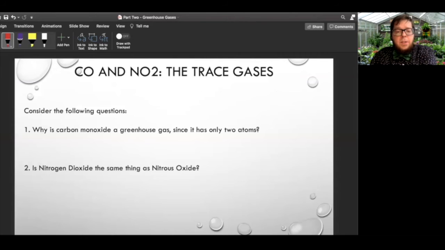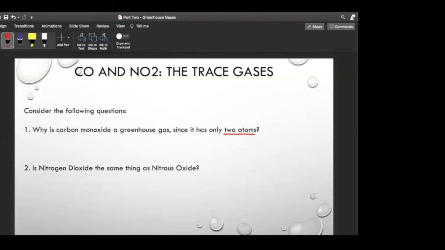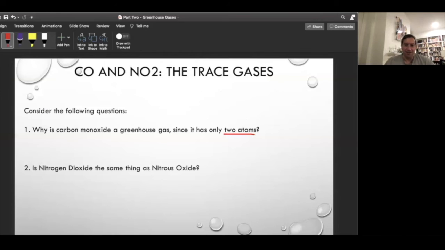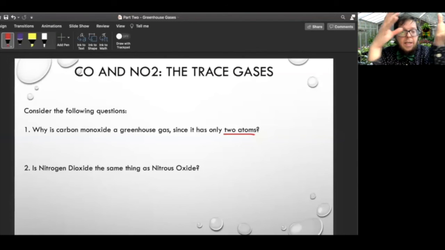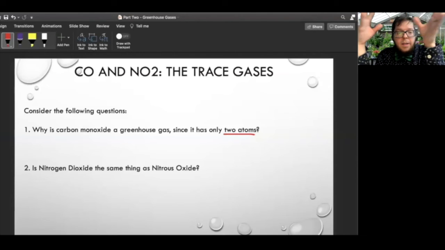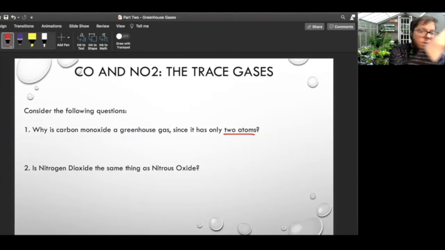Consider the following questions. Why is carbon monoxide a greenhouse gas since it has only 2 atoms? Anyone remember the answer to that? Somebody asks you later, hey, wait a minute, what's going on with carbon monoxide? Asymmetric. It's asymmetric, right? It's got 2 different atoms, and so it's got an asymmetry of electric charge. And so when it dances, the electric charge is going back and forth, right? In an asymmetric fashion, there's more charge over here, there's more charge over there, and so it will absorb and emit in the infrared.